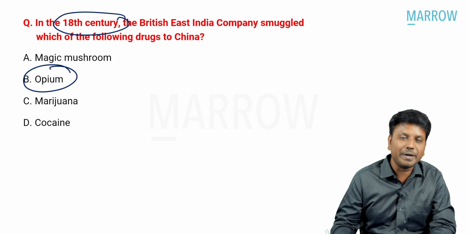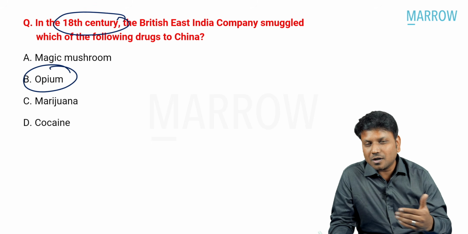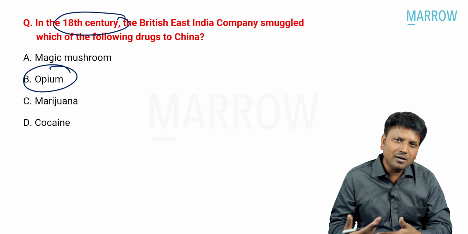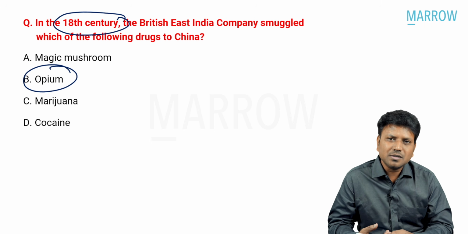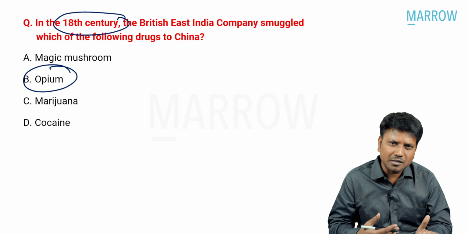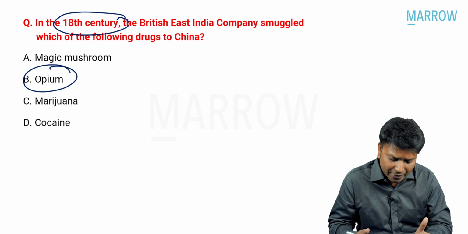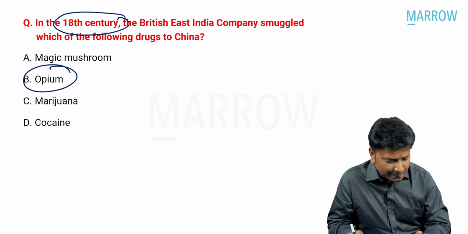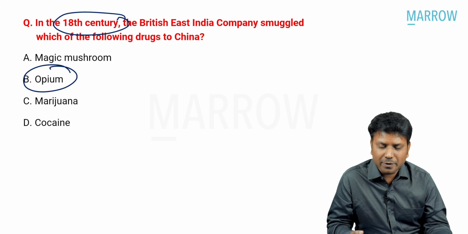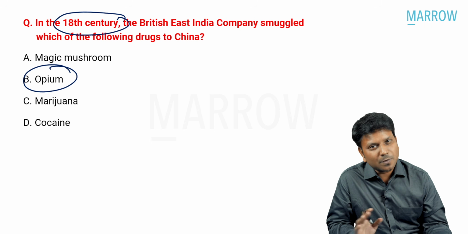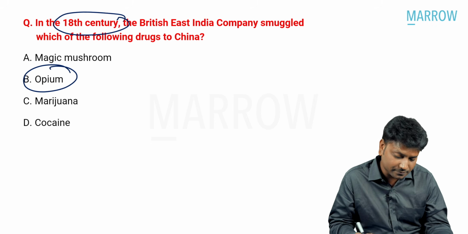So, the answer is opium. The British East India Company was smuggling opium to China in exchange for tea, silk, porcelain and all. So this was one very common smuggling that was happening during the 18th century. That is opium. And as I told you, I don't really know what the actual relevance is between current medical practice and the smuggling that happened in the 18th century.